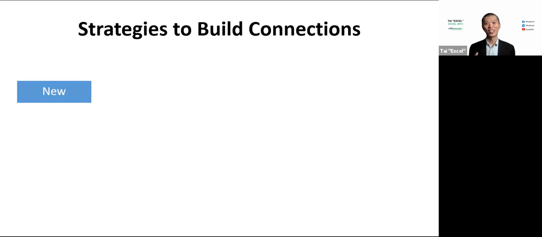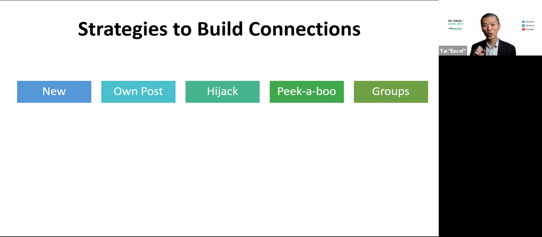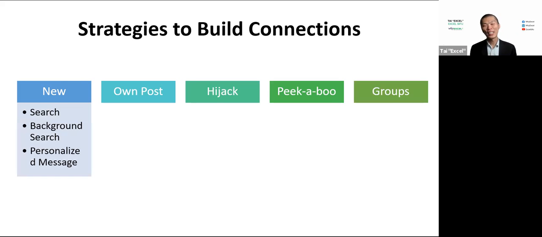So first thing, you go and search and send to the people, and your own post. Sometimes you post your own articles or things in LinkedIn, people comment to you, and these are strangers, so that is how you are able to approach them. Hijack other people's posts. These are very interesting. Peekaboo, it means you let people know you are there, but you are not there. This is very interesting. And the groups. First one is very easy. You can go to LinkedIn and there's something called search.